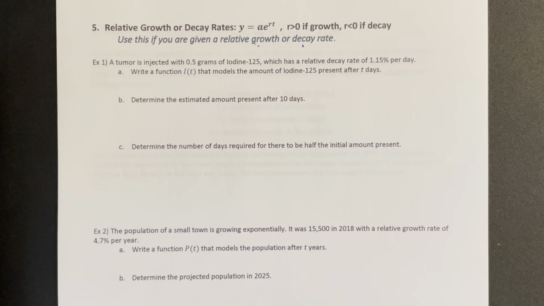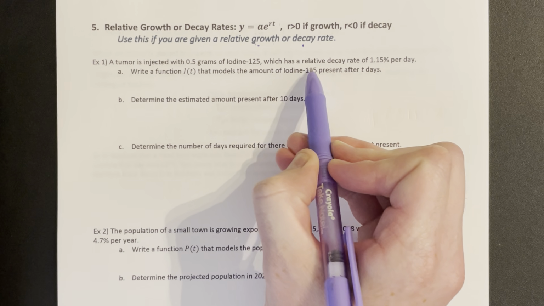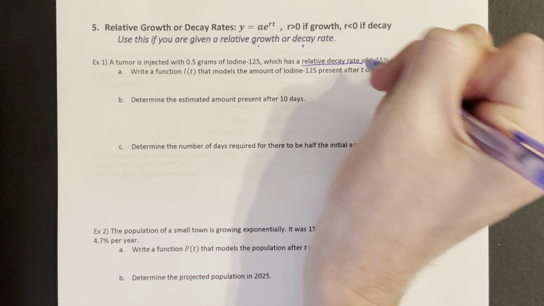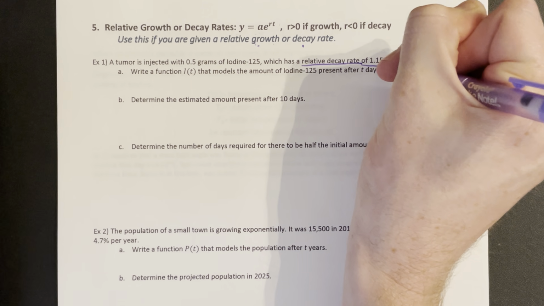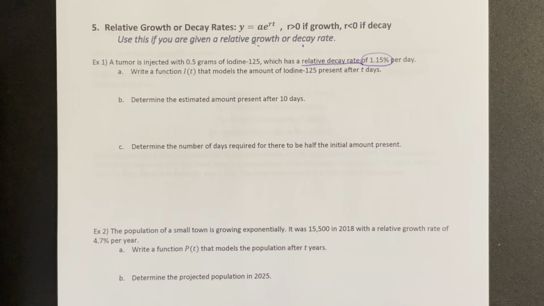So in example 1, a tumor is injected with 0.5 grams of iodine, which has a relative decay rate. So anytime you see this, I would underline or highlight, circle, whatever you can, that relative decay rate of 1.15% per day.